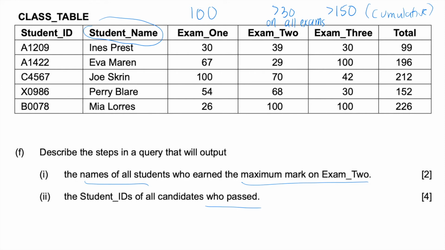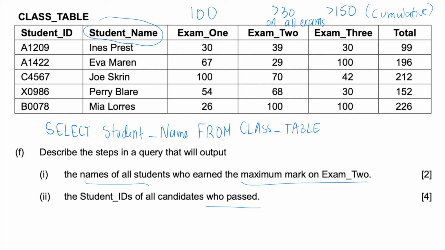Student name for all students who earned the maximum mark. That means greater than or equal to 100 on exam 2. So what we're going to do first, we're going to write SELECT student name FROM, and the name of this table is class table, and then we're going to have WHERE.